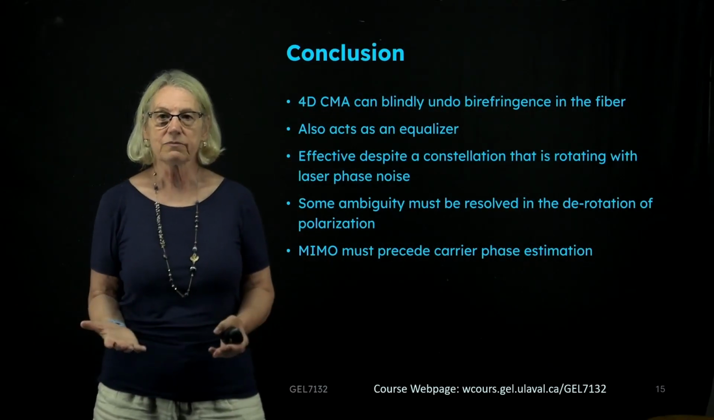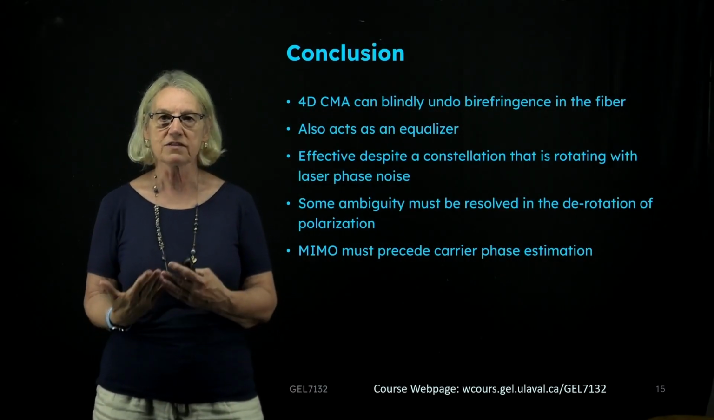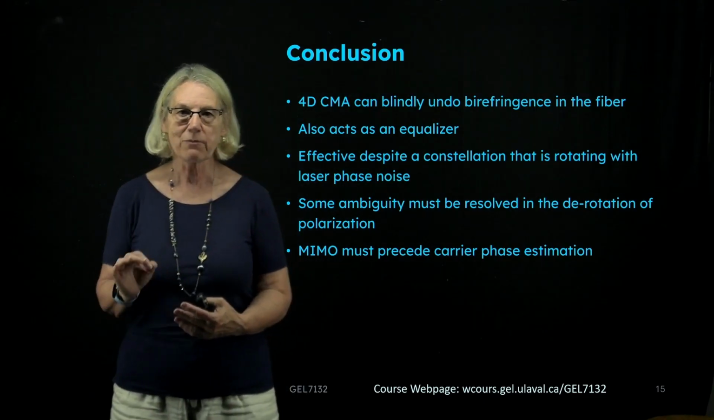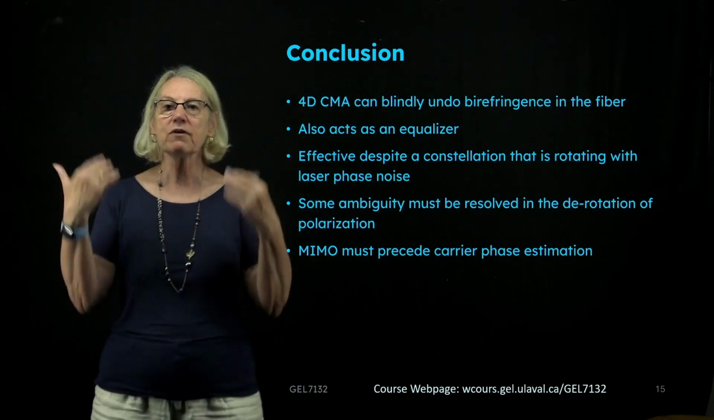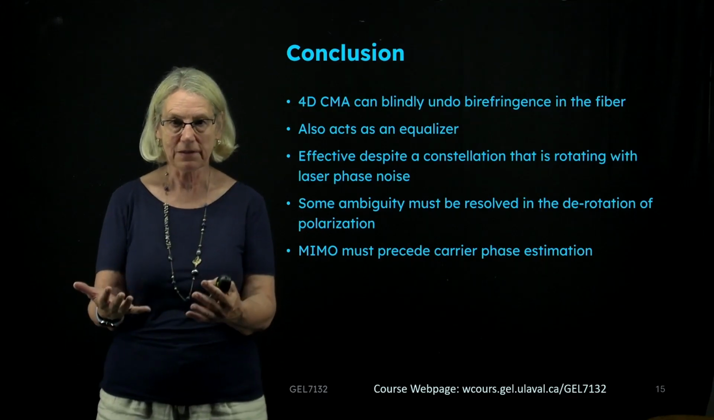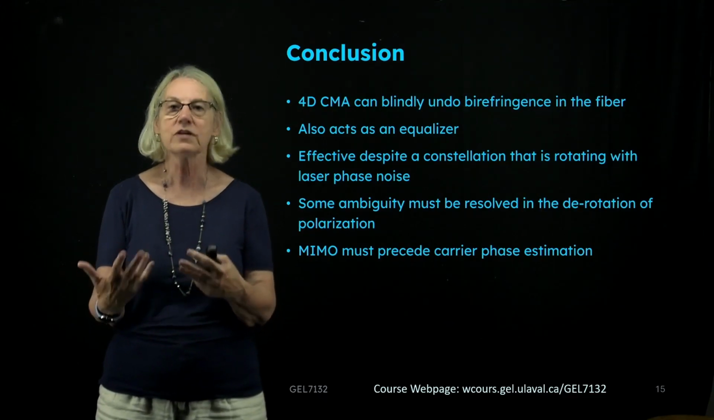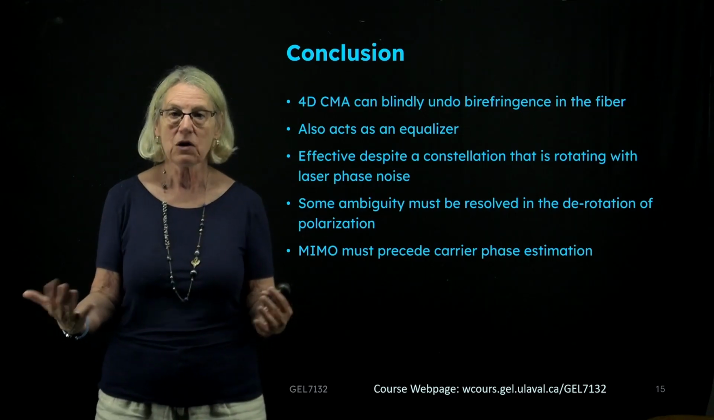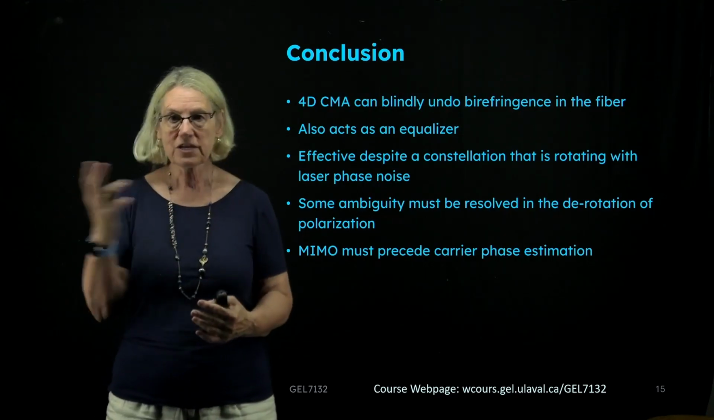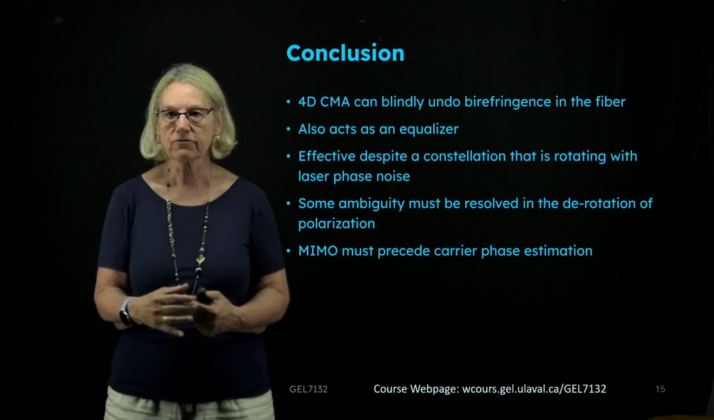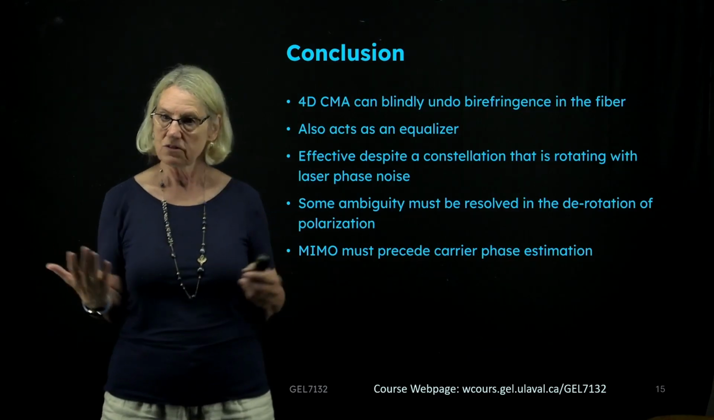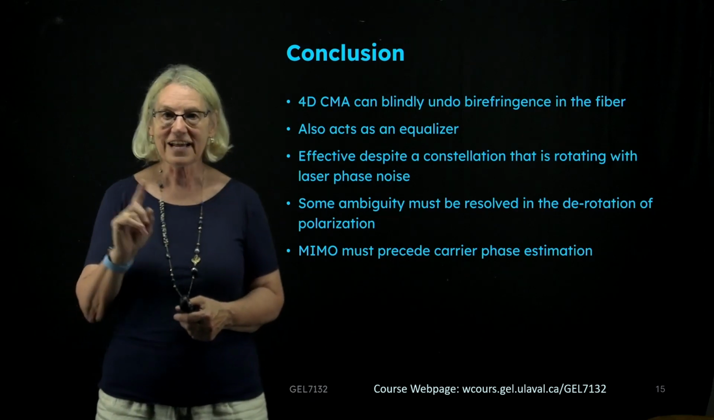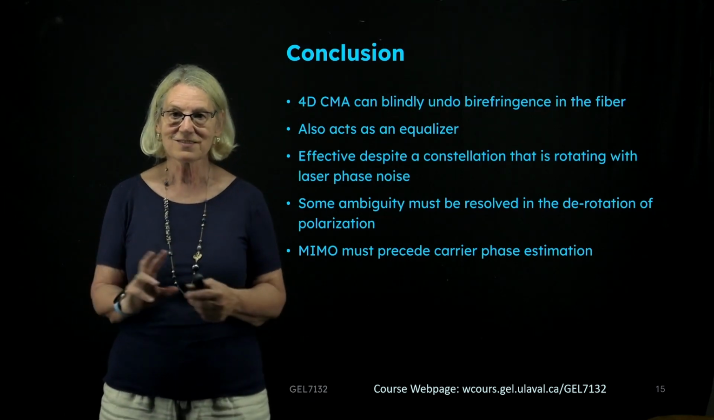So in conclusion, we have a 4D version of the constant modulus algorithm that can blindly undo birefringence in the fiber. Since we've already got this structure of CMA in place, we don't design it to only solve the Jones matrix. We also have it just act as an equalizer. While you're at it, undo the rotation for the Jones matrix, but also correct for any other impairments that you could equalize. It's effective, remember, despite the fact that the laser phase noise is present.